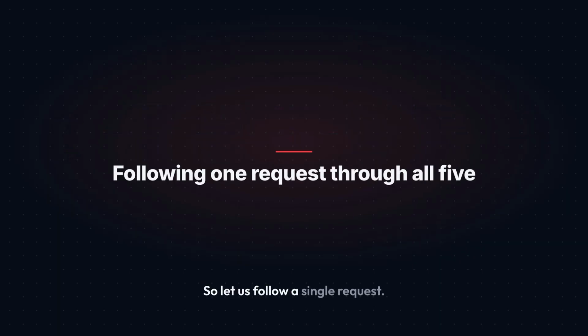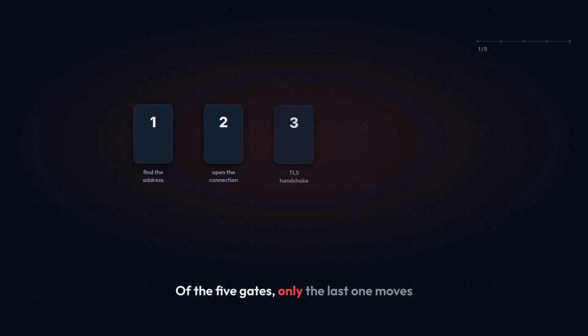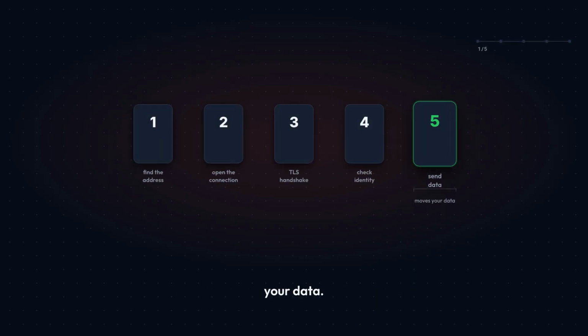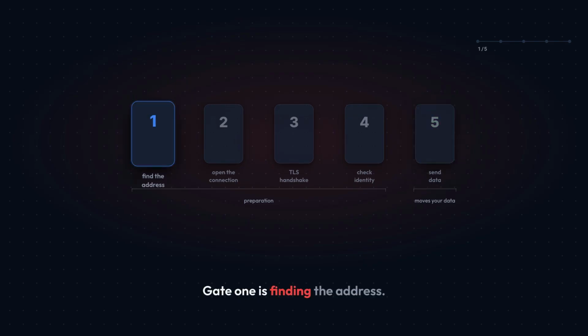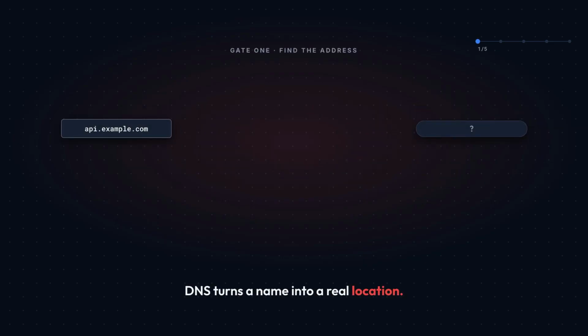So let us follow a single request, from the moment your code calls that address to the moment the first byte really goes out, through all 5 gates in order. Of the 5 gates, only the last one moves your data. The first 4 are preparation. Gate 1 is finding the address. DNS turns a name into a real location.